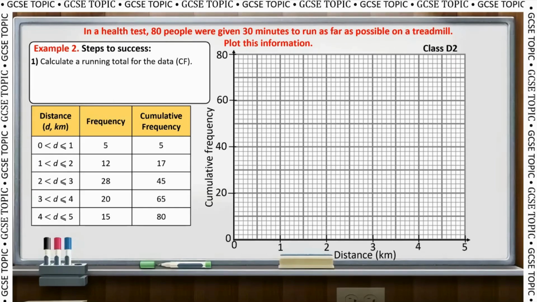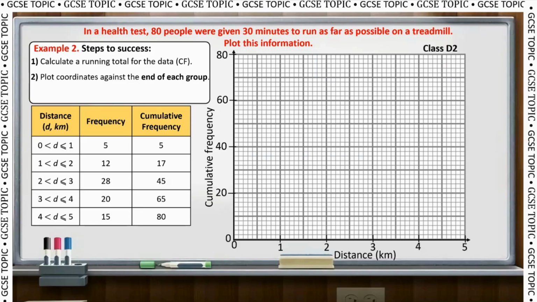Now on to my step 2. I'm going to plot my data on my graph. I will do this by plotting the coordinates against the end of each group, with the distance in kilometers being along my x-axis and my cumulative frequency for that row being on my y-axis.